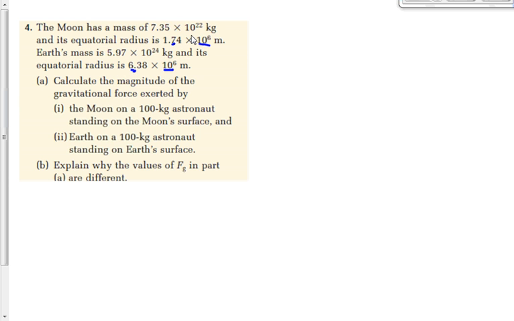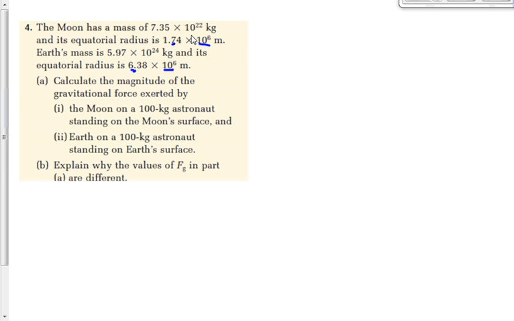4A says, calculate the magnitude of the gravitational force exerted by the moon on a 100 kilogram student standing on the moon's surface and of the Earth on a 100 kilogram student standing on the Earth's surface. Okay, well, we learned here last week about Newton's law of universal gravitation.